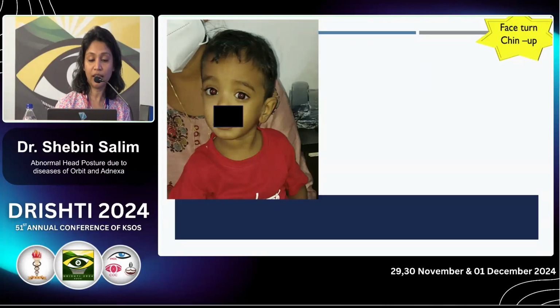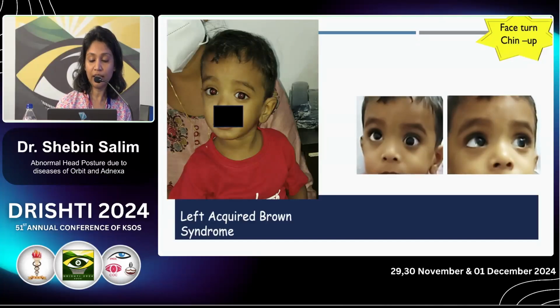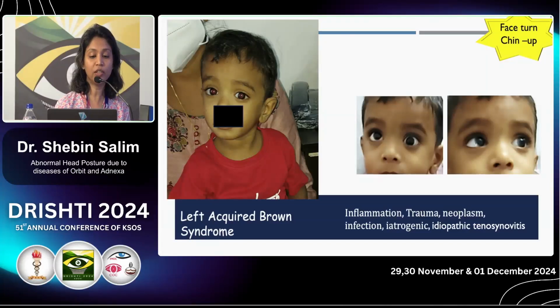So this boy again presented with an acute onset squinting. Here we can see that he is having an elevation restriction in adduction in the left eye. So this was a case of acute Brown syndrome. First we did all the blood investigations to rule out the possible etiologies of acute Brown's, and the imaging showed minimal soft tissue thickening at the region of the trochlea on the left side.